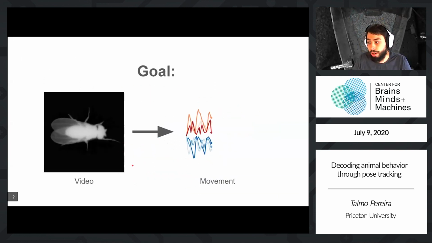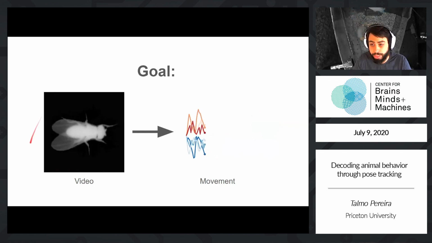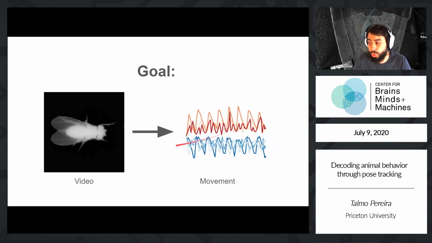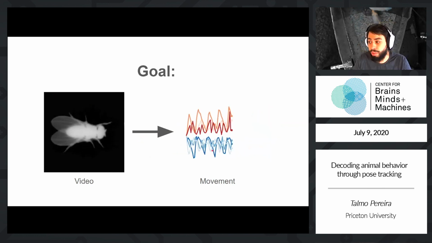So our goal with the methods I'll be describing today is to go from videos of behaving animals, that is moving animals, in this case a fruit fly, to some quantitative measure of movement. So how are we going to go about doing this?